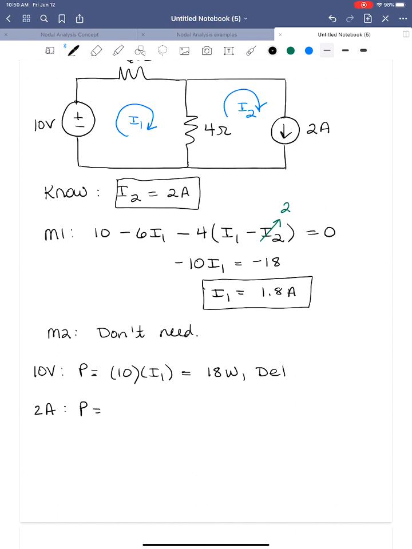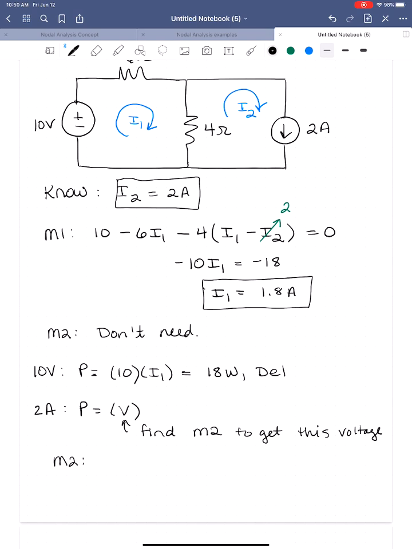Now, the difference is here, the current source doesn't have to be isolated between 2 nodes, but in this circuit it is. So we need V, and we don't have it yet, so we're going to have to find the mesh 2 equation to get this voltage. So let's write the mesh 2 equation.